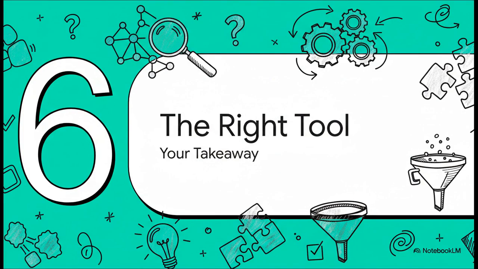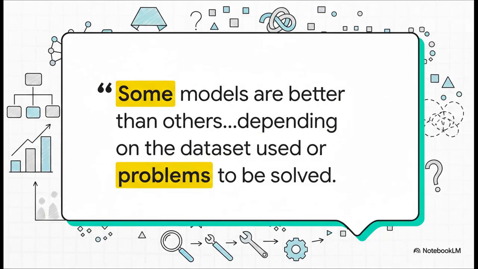Which brings us to our final and, I think, the most important lesson in this whole process. What should you really take away from all of this? It's this simple but really profound idea. There is no single best algorithm. There just isn't. A model that's an absolute genius for one problem might be completely useless for another. Context is everything. The nature of your data and the specific question you're trying to answer will always determine the right tool for the job.